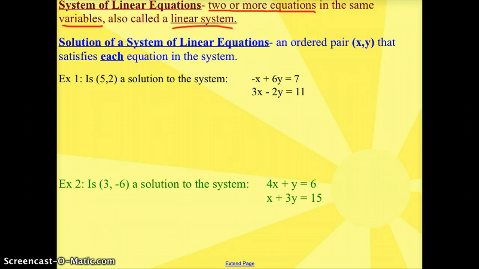The solution to a system of linear equations is an ordered pair, a coordinate, that satisfies each equation. Or, in other words, we have heard of the words making it true for each equation.